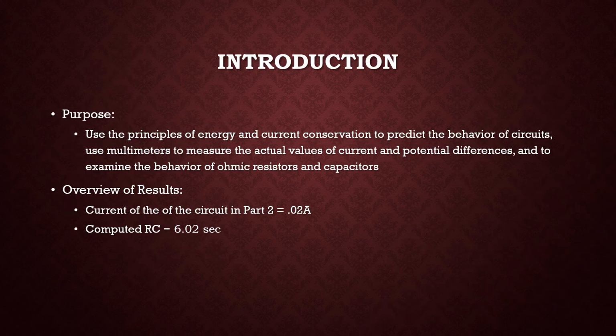The purpose of this lab was to use the principles of energy and current conservation to predict the behaviors of circuits, use multimeters to measure actual values of current and potential differences, and to examine the behavior of ohmic resistors and capacitors. An overview of the results is that in Part 2 the current was measured to be 0.02 amps, and in Part 3 of the lab, our computed RC value was approximately 6 seconds.